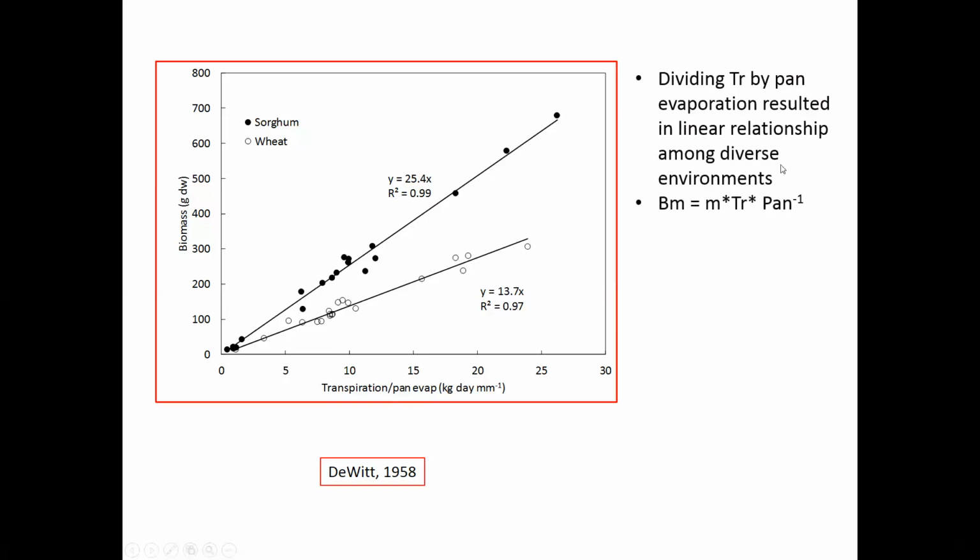And DeWitt's analysis said that biomass was equal to this coefficient M multiplied by the transpiration, and that was divided by the pan evaporation. And rearranging this, water use efficiency is equal to M divided by the pan evaporation. So the values of M, this coefficient that DeWitt came up with, were species dependent and were stable across different environments.